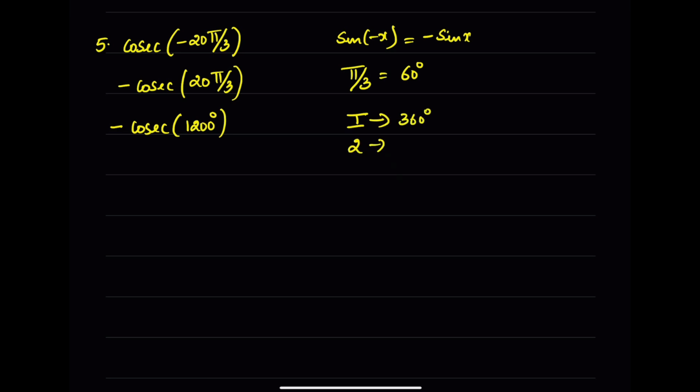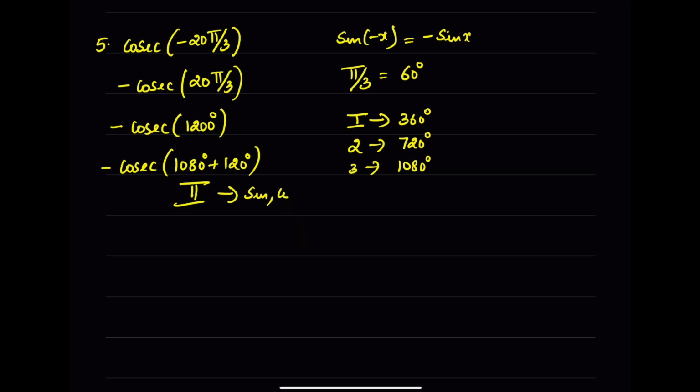So 2 full rotations is 720 degrees and 3 full rotations is 1080 degrees. So we can change this to cosecant of 1080 plus 120 degrees. That means the point is currently in the second quadrant. And in the second quadrant, sine and cosecant are positive values.